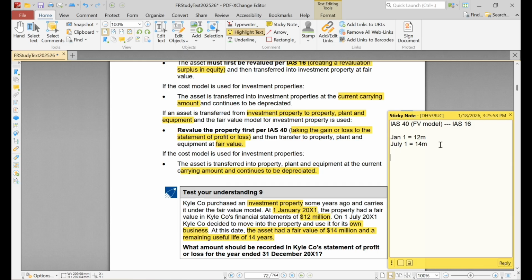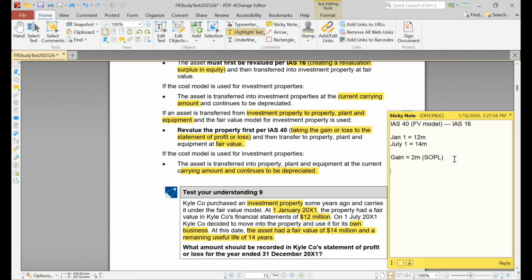So the standard says that when you're transferring from IAS 40 to IAS 16, first revalue the property and transfer the gain or loss to SOPL. So the revaluation gain here is, it was initially 12 million, revalued to 14 million. So there's a gain of 2 million, and this would be recorded in SOPL because you're transferring from IAS 40. In IAS 40, the gain is recorded in SOPL. Now you've transferred it to IAS 16, and you would transfer it at 14 million. But this is at July 1st.